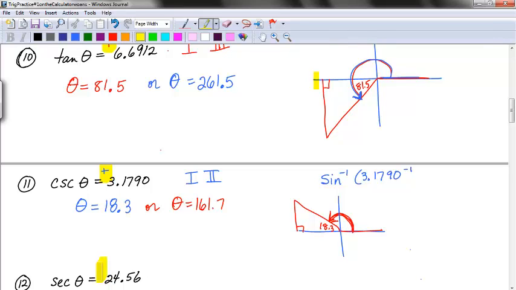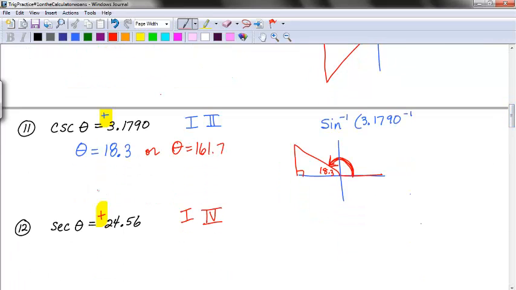Okay, now look at this one. Secant is positive. Secant's a reciprocal with what? Cosine. And cosine's positive in 1 and 4. Right? 1 and 4. Okay, we know the value of the function. We don't know the angle. Okay, so that's when you do inverse cosine of 24.56. And it's a reciprocal, so it's the x to the -1. And I get 87.7. So that's our quadrant 1.